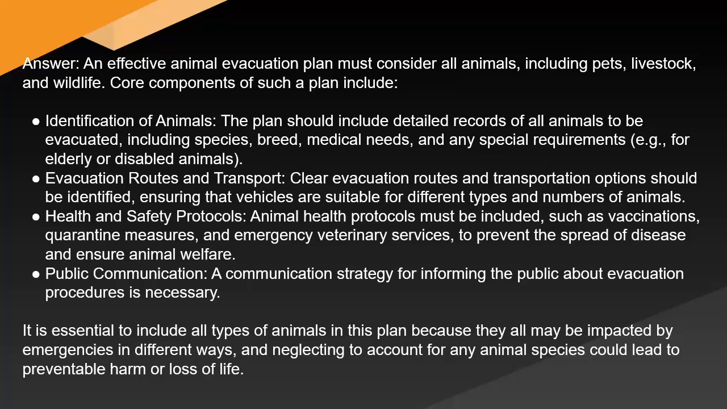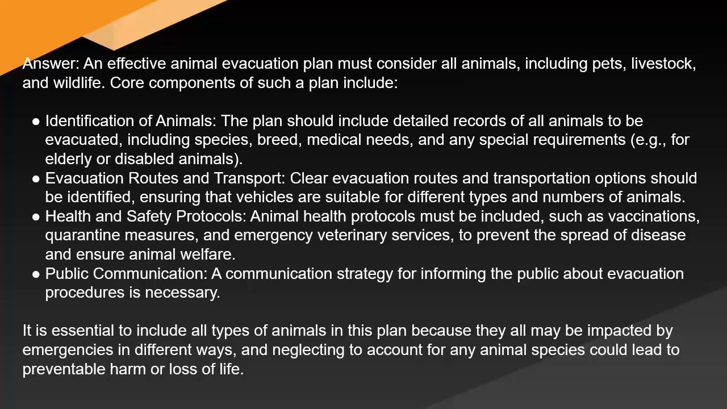Core components of such a plan include identification of animals. The plan should include detailed records of all animals to be evacuated, including species, breed, medical needs, and any special requirements, e.g., for elderly or disabled animals. Evacuation routes and transport: clear evacuation routes and transportation options should be identified, ensuring that vehicles are suitable for different types and numbers of animals.